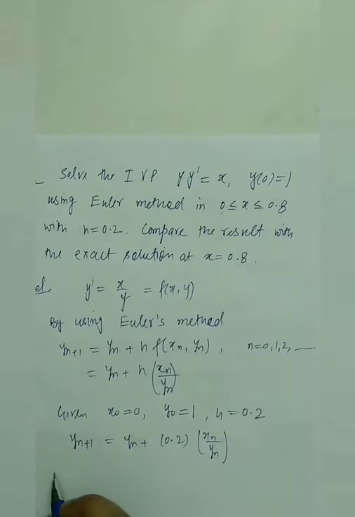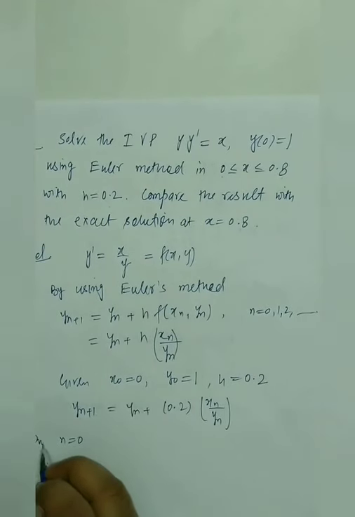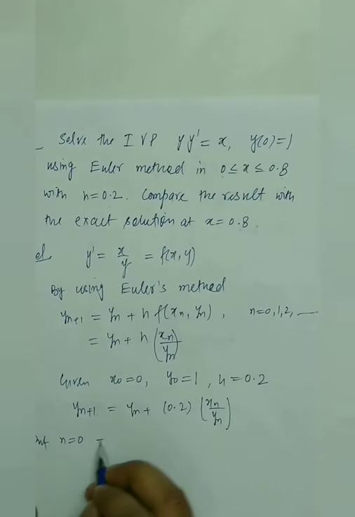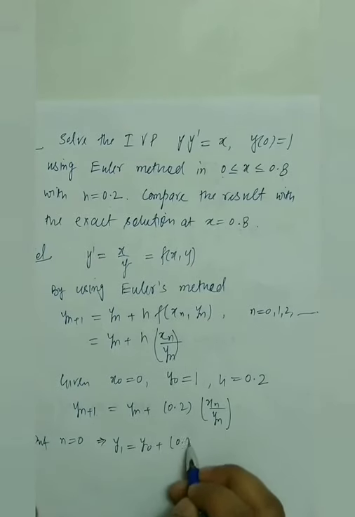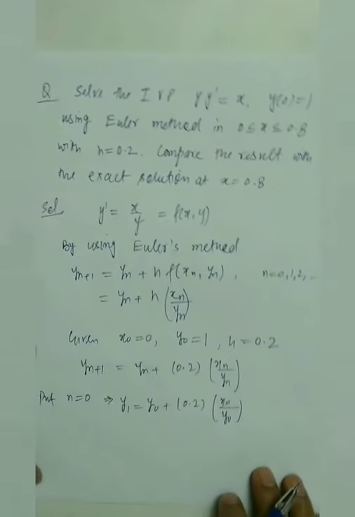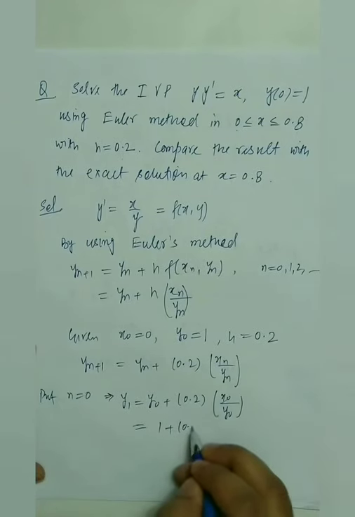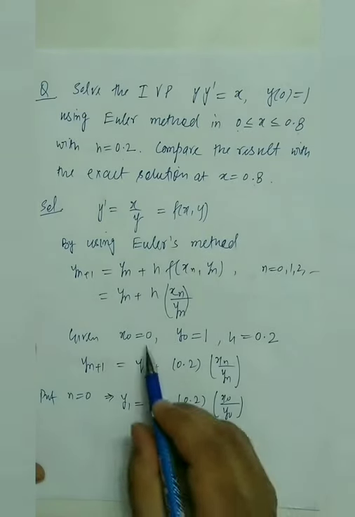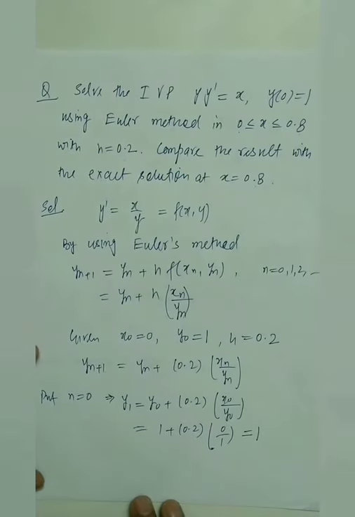Now we put the values of n as 0, 1, 2. When we put n equal to 0, we will find y1. So y1 equals y0 plus 0.2 times x0 upon y0. We know that y0 is 1, so 1 plus 0.2 times x0, which is 0, upon 1. So from here we get 1.